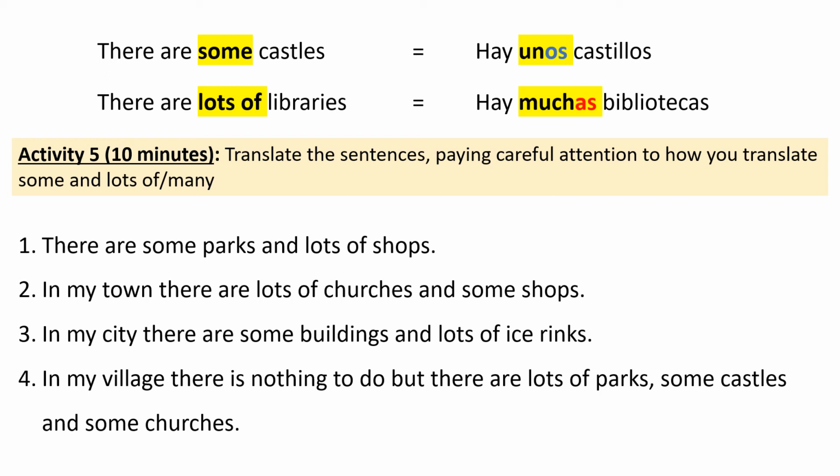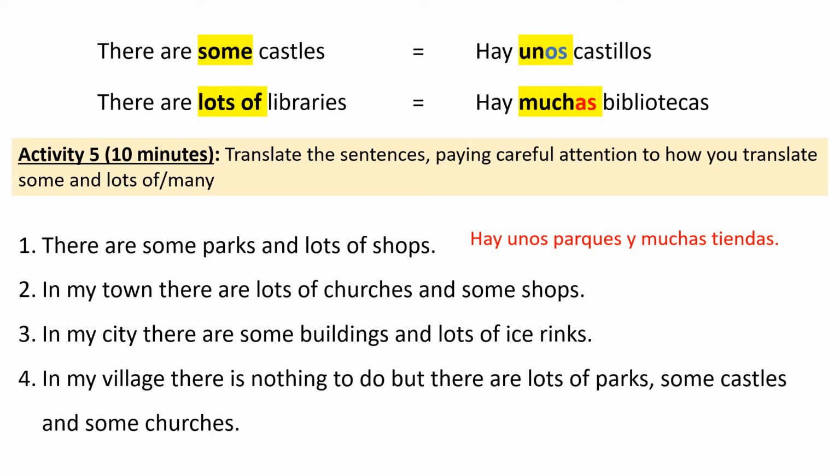So let's start with parks. We know that a park is un parque, so we know that it's masculine. So to say "some parks", we go from un parque to unos parques. And then we've got shops. So a shop in Spanish is una tienda. Okay, so we know that it's feminine. So to say "lots of shops" is going to be muchas tiendas. So altogether, our answer is hay unos parques y muchas tiendas.